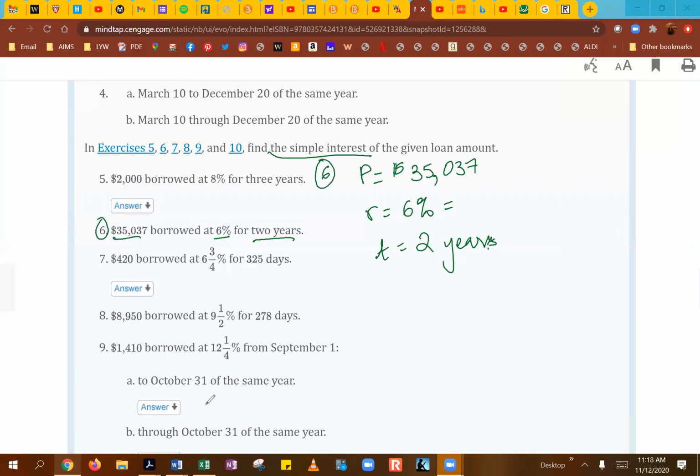Yeah, very good. Just either divide by 100 or move your decimal 2 places to the left. And they're just asking us to calculate the simple interest in this case. So that is, of course, I equals P times R times T, PRT. That would be your 35,037 multiplied by 0.06 and multiplied by 2. So what do you think this interest will come out to be?